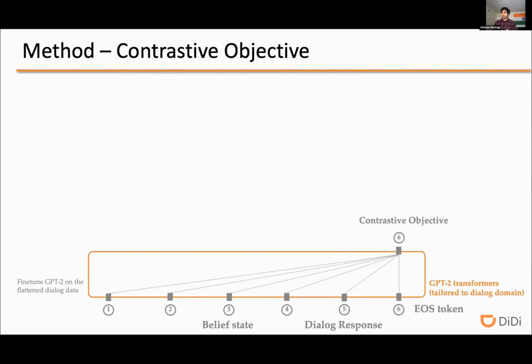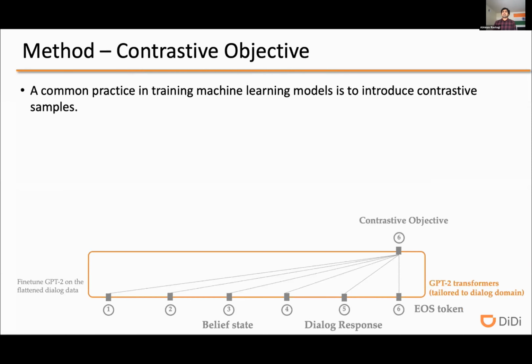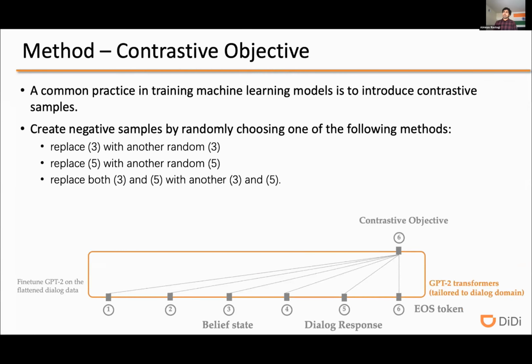Here, we describe how to compute the contrastive objective. In training machine learning models, introducing contrastive samples is a common practice. We create negative samples by randomly choosing one of the following methods. We replace the belief state with another random belief state. We replace the dialog response with another random dialog response. Or we replace both the belief state and dialog response with another random belief state and dialog response.